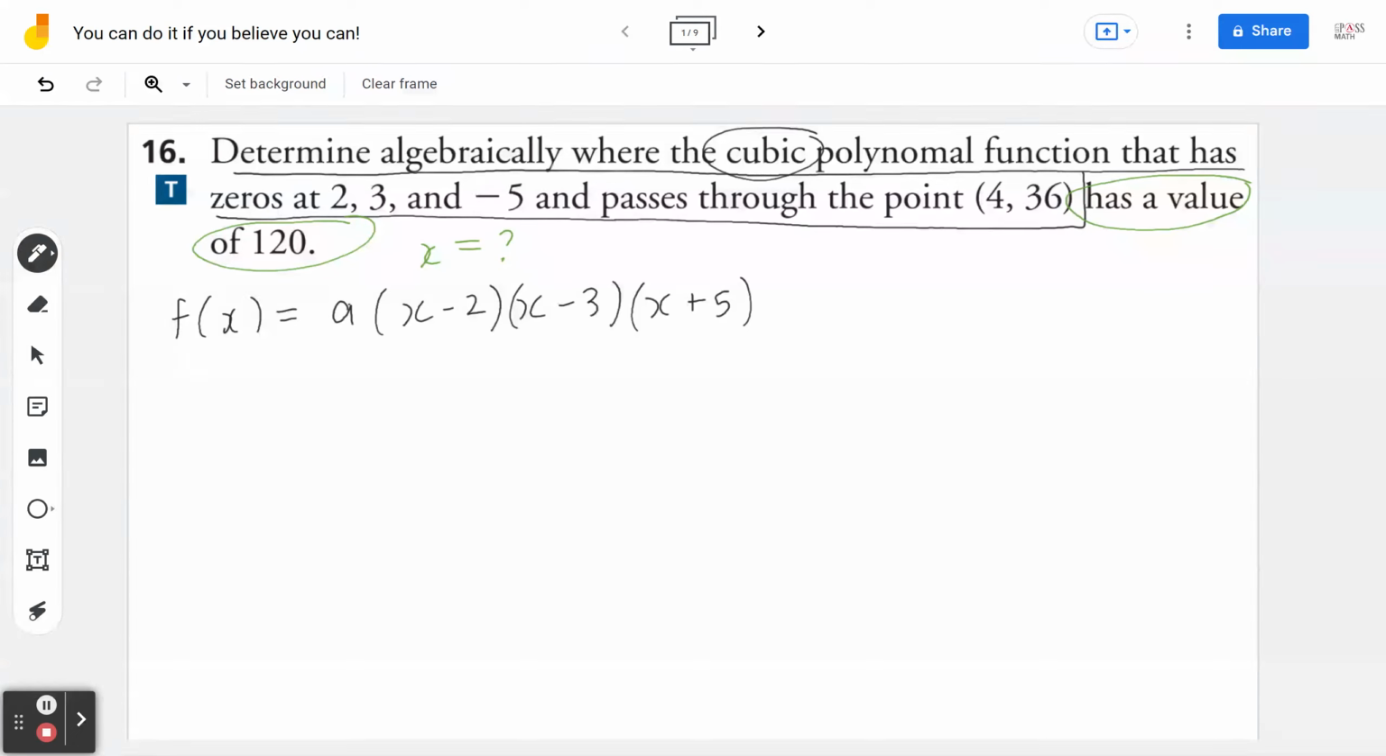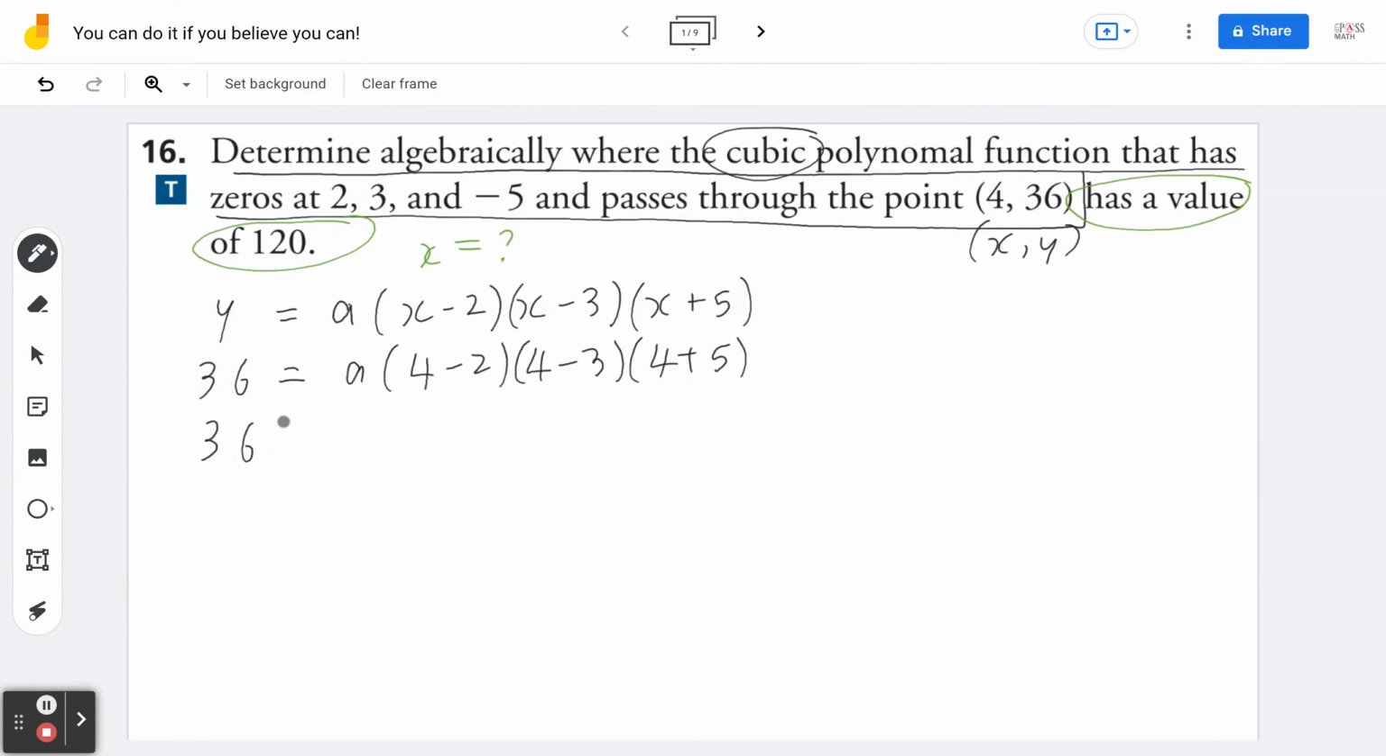Now, in order to find the leading coefficient, you need to know a point, (x, y). And of course, if you don't want to write down f of x, you want to rewrite this in terms of y, that's perfectly fine. And (x, y) is going to be (4, 36). So x becomes 4, y becomes 36, and your goal is to solve for a. So I go back, I plug in all the other numbers. Again, feel free to grab a calculator. I'm going to promote mental math.